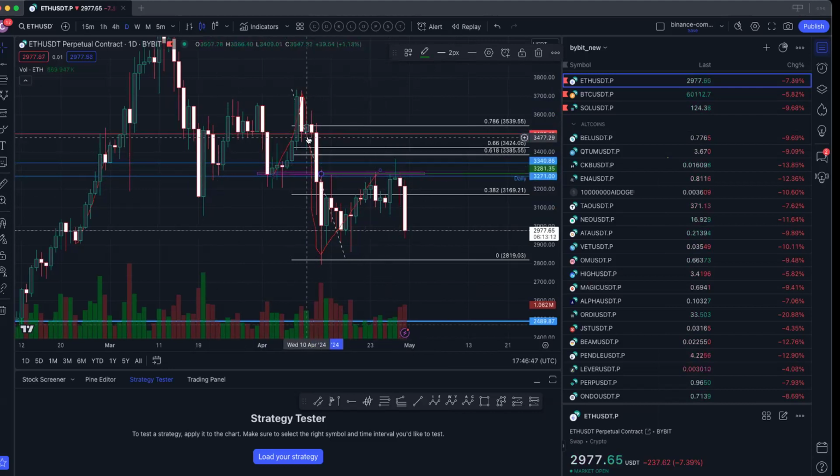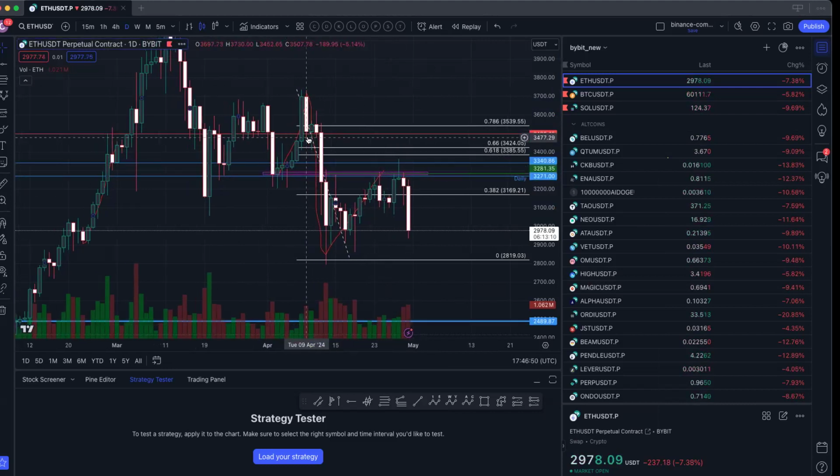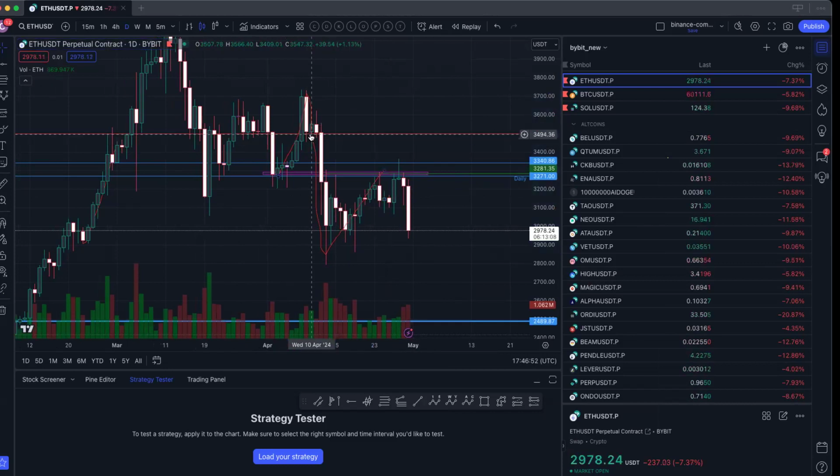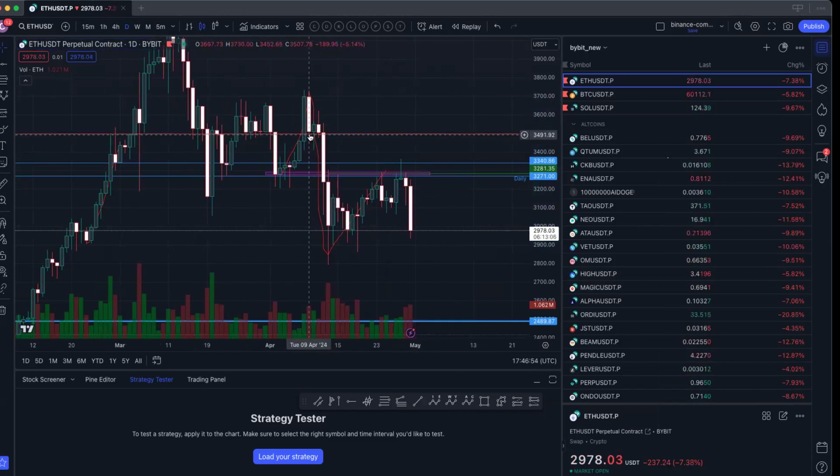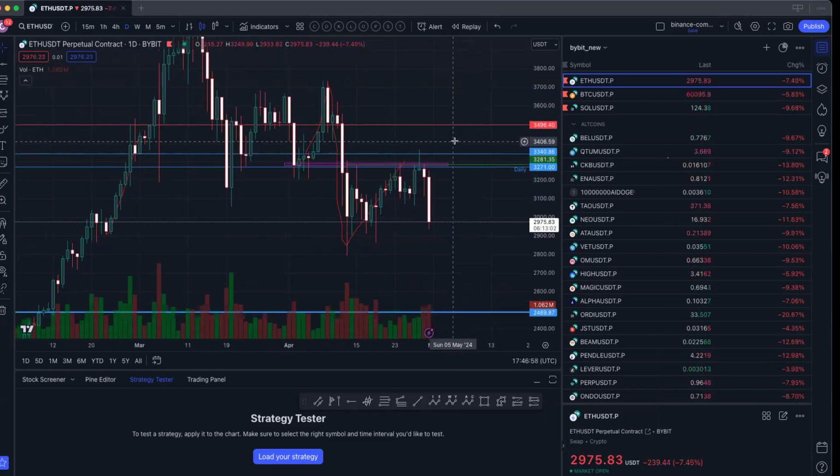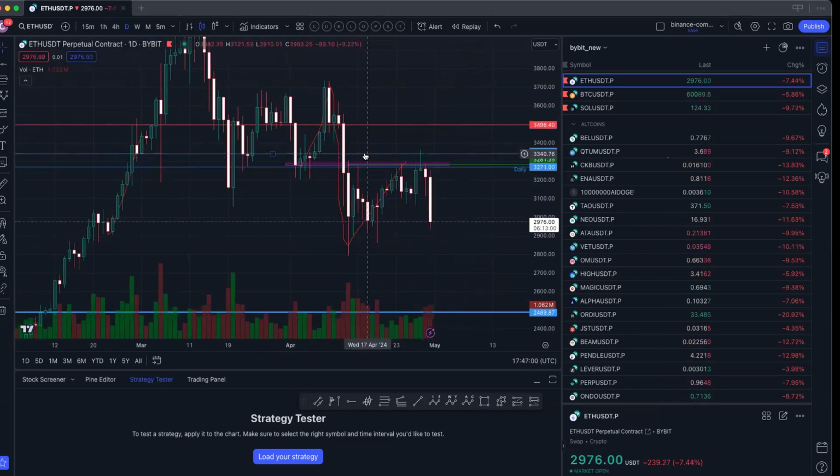So that's why confluence is important, that multiple traders are trying to go short based on this level.